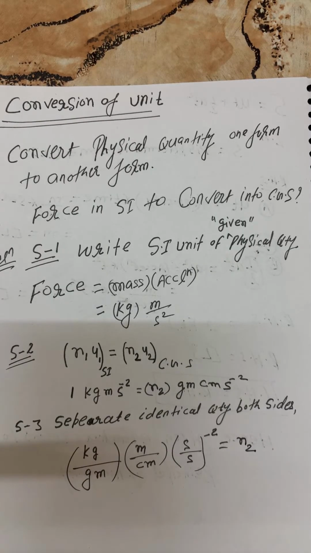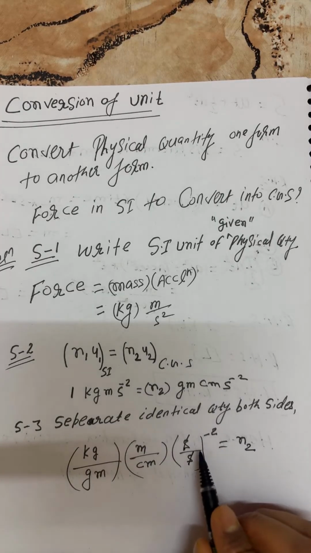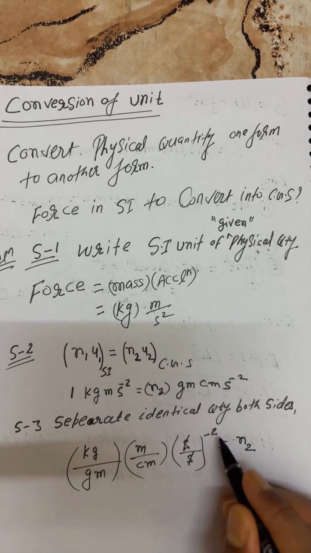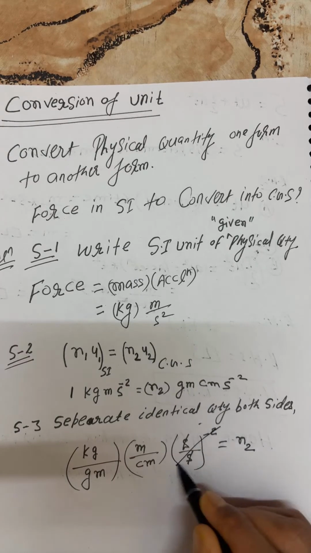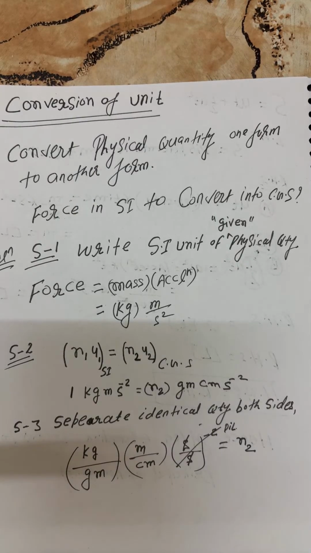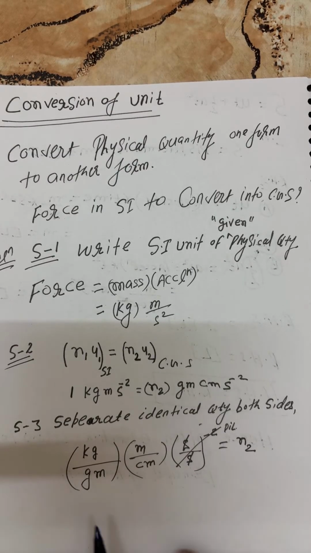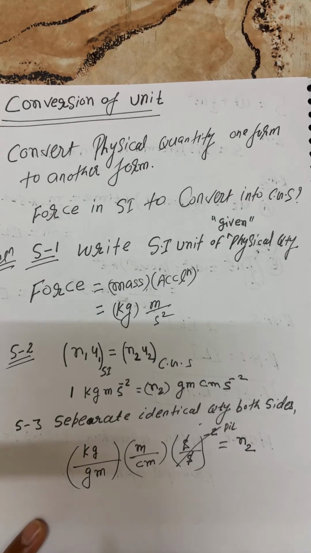Again, you can see this is second by second, so this is 1 to the power minus 2. So no need to worry about this here. This is dimensionless, as I said. Now here is your choice. Either you can keep kilogram into gram and gram into kilogram, or meter into centimeter and centimeter into meter. Your choice. So here I'm going to use 1 kilogram is equal to 1000 gram.